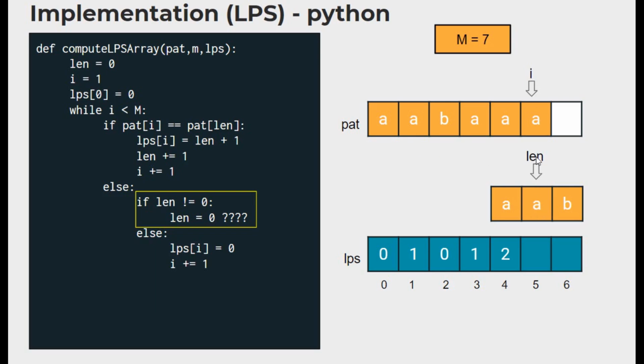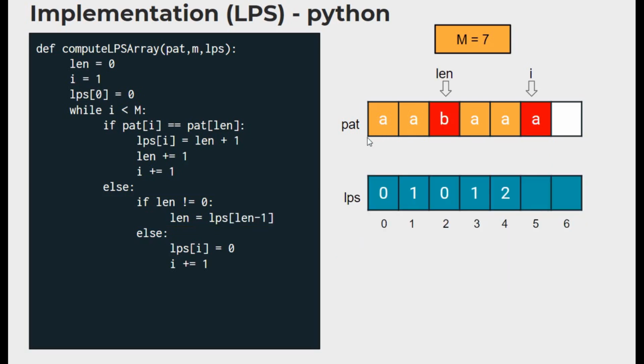But how do we know how many characters overlap? We have already computed the LPS until this point, right? So we just have to assign LPS of length minus 1 as the new length and then continue, just like how we did for the search method. LPS of length minus 1 is now 1. So we just have to reset length to this position and then compare. They match. So as per this code, we can put a 2 here and increment both the pointers.